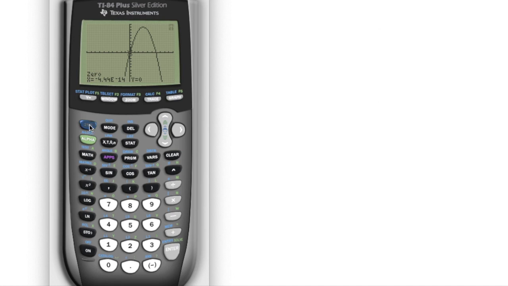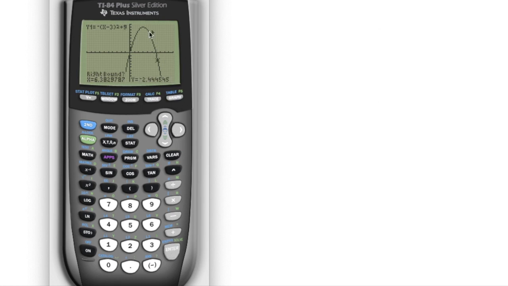And now we're going to do this again. Second function trace, and we're going to go to number 2, zeros. Now this time I'm doing this one. So it says, are we to the left of that? So I need to get fairly close. So we're going to scoot the cursor all the way over here so that now I'm on the left. We're going to press enter. It says, are we on the right?